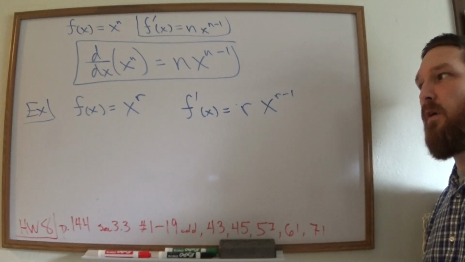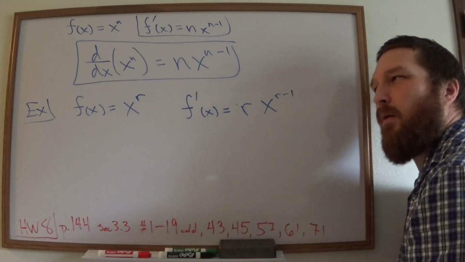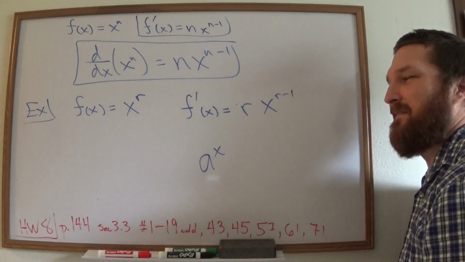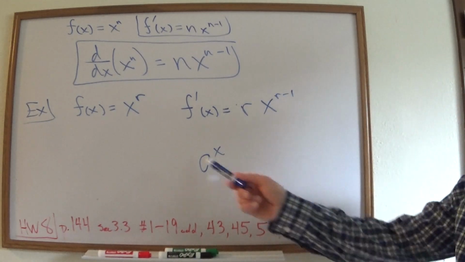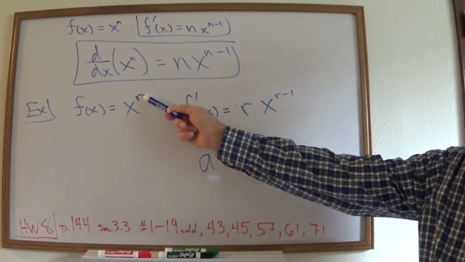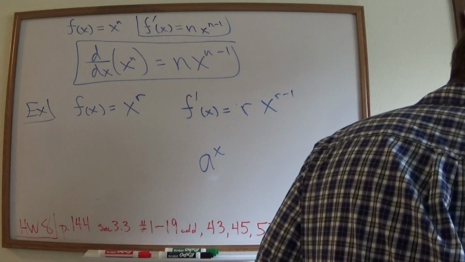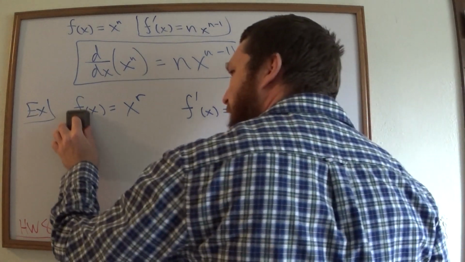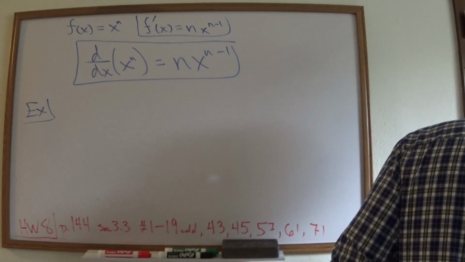The same pattern works for any x raised to a power. It has to be a constant power. We're not talking about some number raised to the x. That'll come later. It's a little bit different. But notice the difference: x is your variable raised to a power. This always works. Everybody with me on that? Okay. I've got a couple more I want to do before we move on to the next thing.